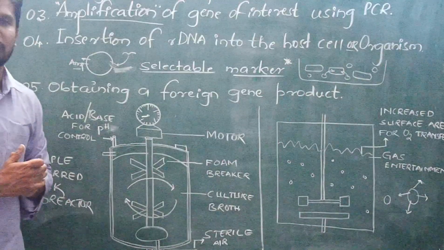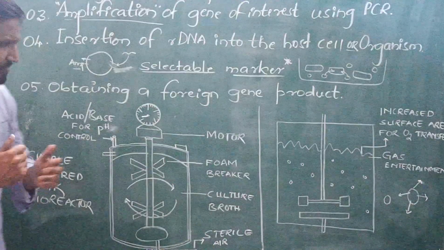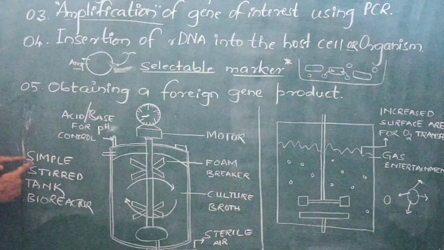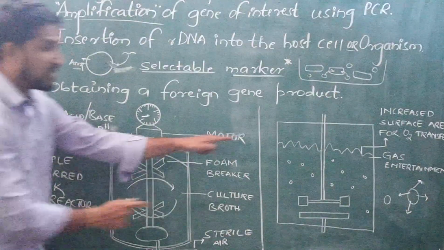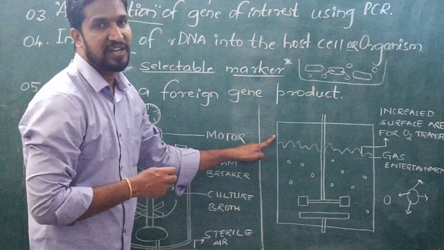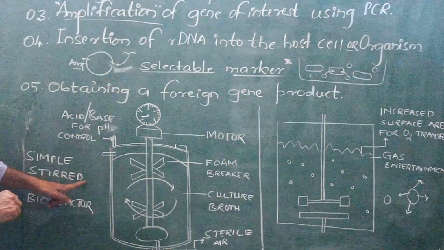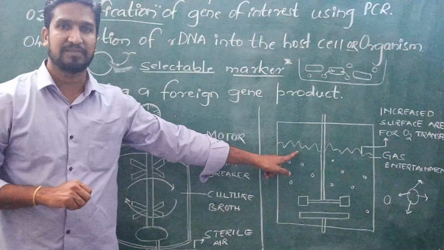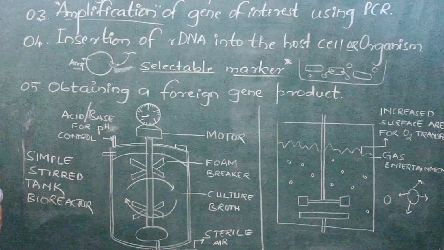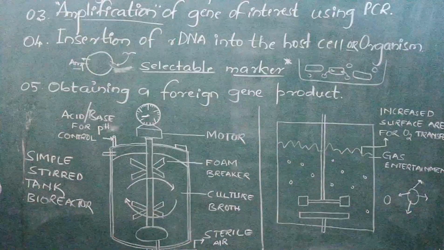Most important question for a 3 mark or a 5 mark, they will ask in your final examination. So bioreactors are of two types. This is the simple stirred tank bioreactor and this is the sparged tank bioreactor. They may ask in your final examination for 2 marks or 3 marks: draw a neat labelled diagram of a stirred tank bioreactor and sparged tank bioreactor. For 5 marks, write a note on bioreactor. So these are the steps of how they take place in it.